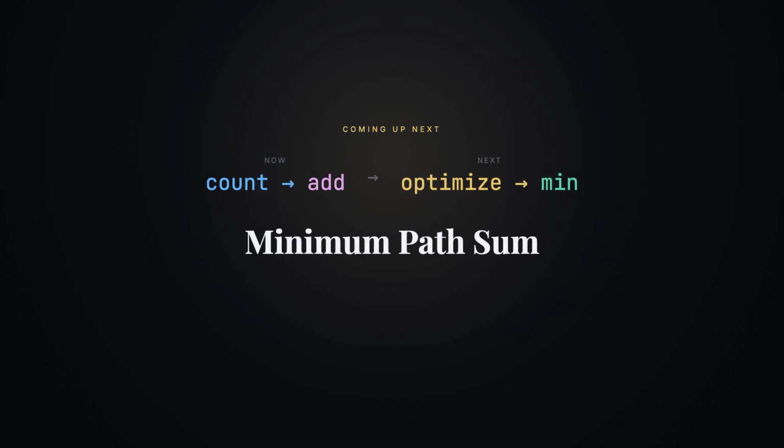Next, the grid stops holding walls and starts holding costs. Instead of counting paths, we'll want the cheapest one. Watch count, add, turn into optimize min. That's minimum path sum. See you there.